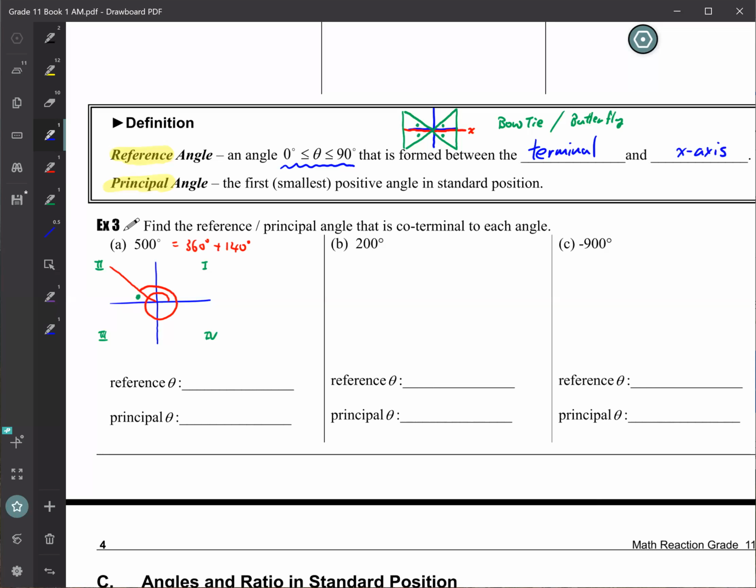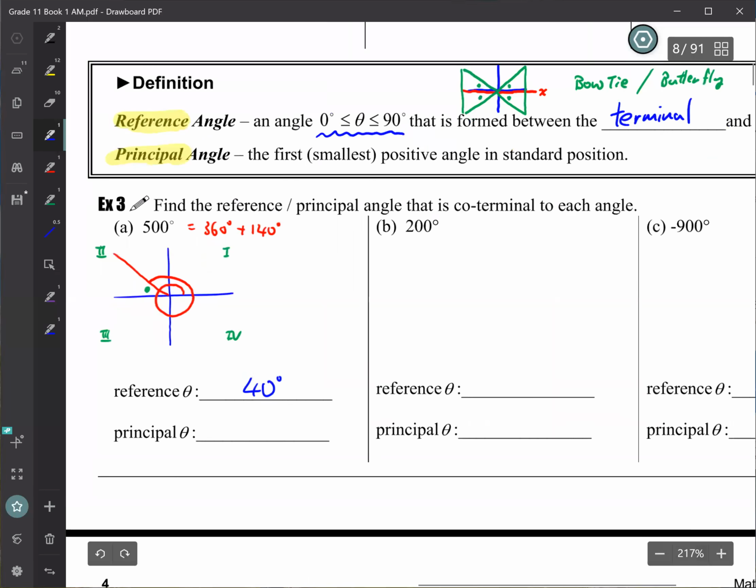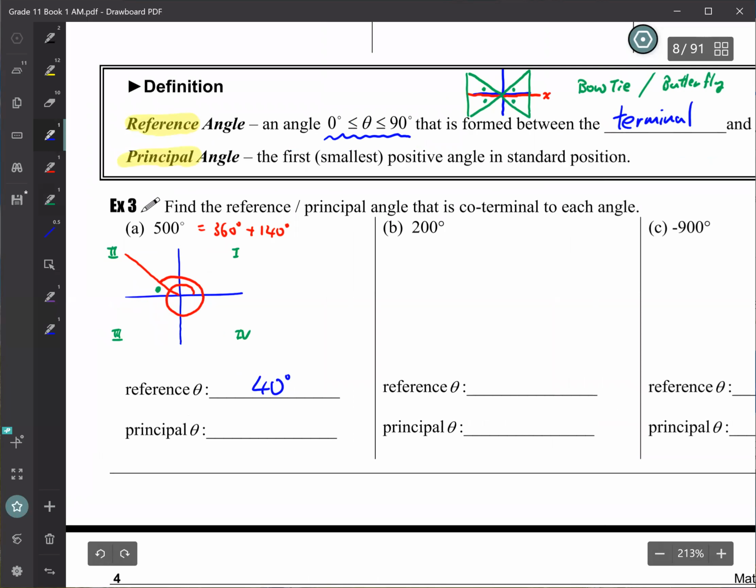Okay, Nathan, what's the reference angle? I got 40 degrees. 40 degrees. Yep, 40 degrees, correct. Anyone has question about how to get 40 degrees, or why it's 40 degrees, you can ask me. Yeah, why is it 40 degrees? Okay. Aaron, do you know where the reference angle is? Yeah. Okay. You understand why we put the green dot there, right? Yeah. Okay. So the reference angle that we want to find is the size here.